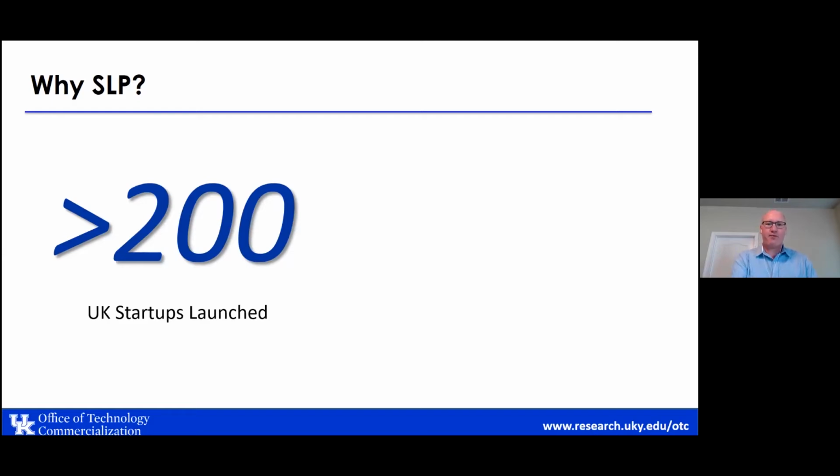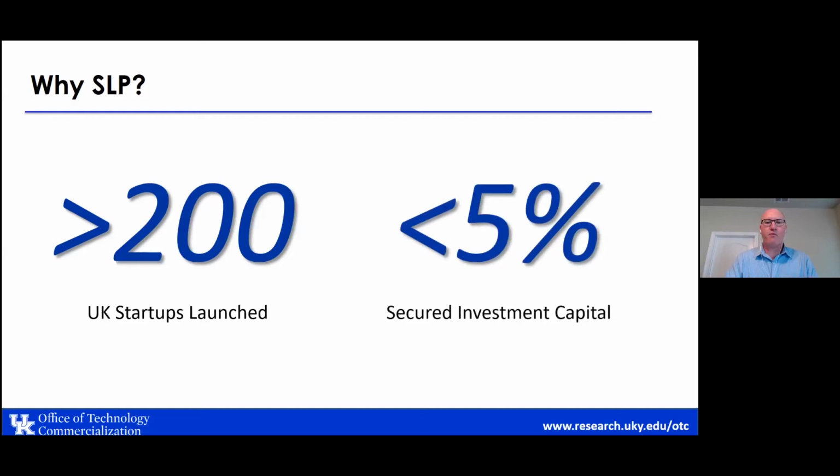But unfortunately, that number doesn't result in 200 active companies and 200 technologies that are moving into impact today. Less than 5% of those companies over UK's history have actually moved to the startup phase of securing investment capital. They've maybe been able to get an SBIR, maybe two, maybe a whole bunch of SBIR grants, but they never seem to be able to make that next move into moving a product into the market and securing the capital that it takes post SBIR to really commercialize this technology.